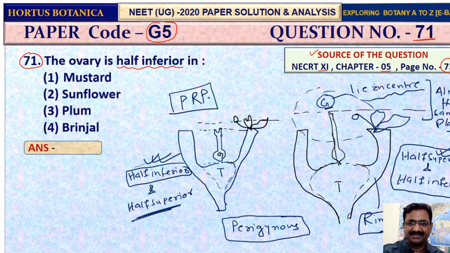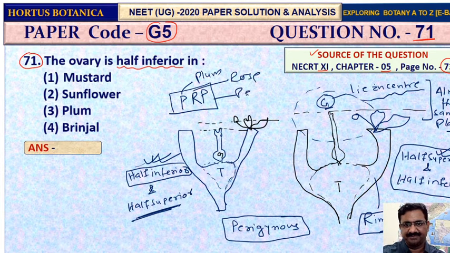What is this? This is plum, rose and peach. PRP, plum, rose and peach. Is it clear? Very much clear. So the question is, what is your question? The question is half inferior ovary. So this is the half inferior, this first case I am talking about.